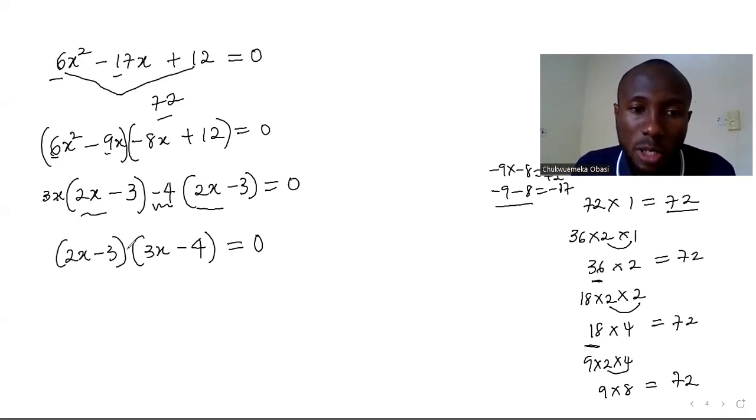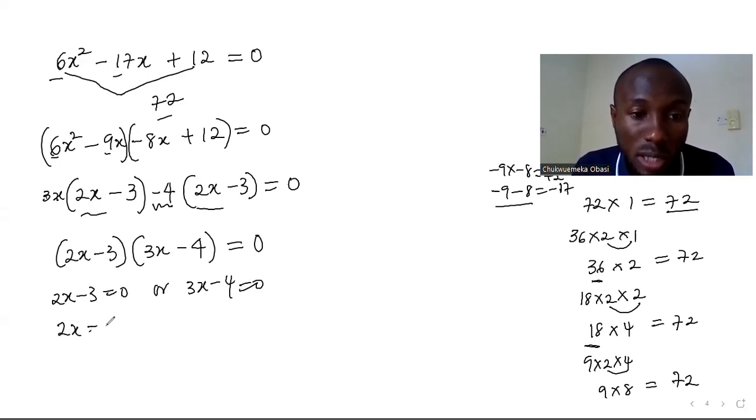All right, so at this point, you want to equate everybody to 0, just like we always do. So we have 2x minus 3 equal to 0, or 3x minus 4 equal to 0. Solve this guy for us. I have 2x equal to 3. When 3 comes over to this side, it becomes +3. And I'll divide everybody by 2. So x is now equal to 3 over 2.